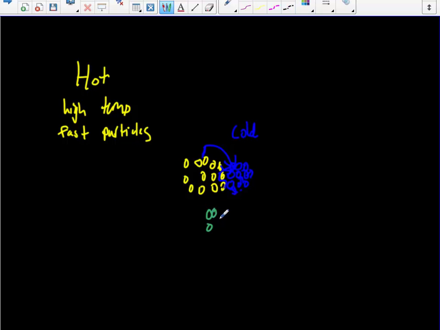The particles are moving. These ones are moving a little bit faster. These ones are going to be moving a little bit slower because some energy has transferred this way. So heat is the flow of energy, the flow of thermal energy from hot to cold, from fast moving particles to slow moving particles.